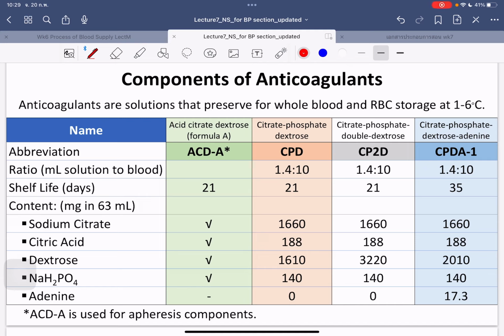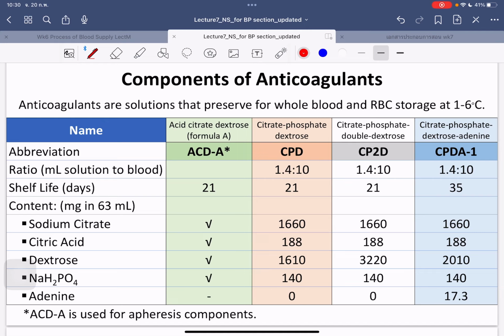And another one that is famous today is CPD. But actually, if you see here, the CPD can store it for just 21 days. Right now, we have another recipe, CPDA1, composed of citrate, phosphate, dextrose, and adenine. This recipe can store it for 35 days. And all of these anticoagulants are used at a ratio of 1.4 to 10. Right now, we use CPDA1.